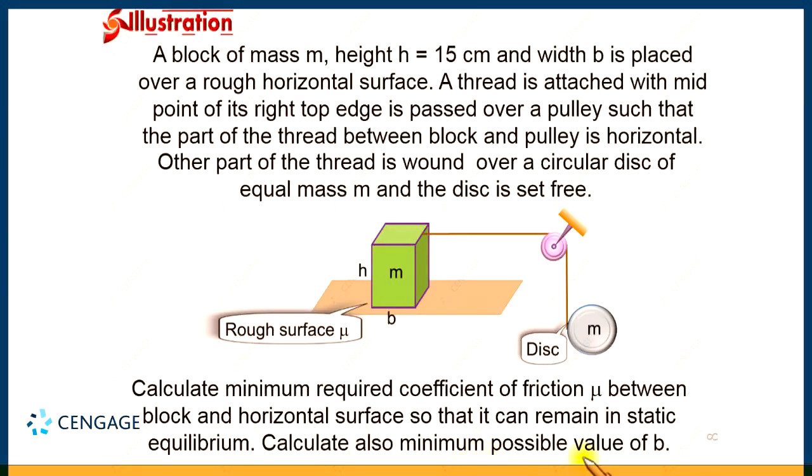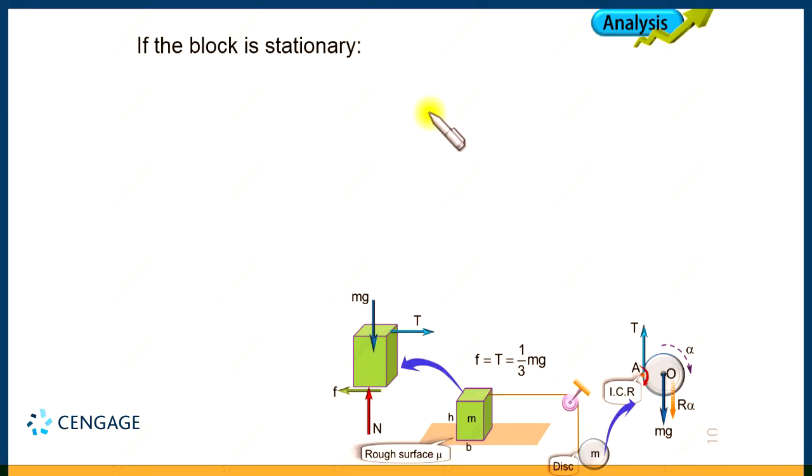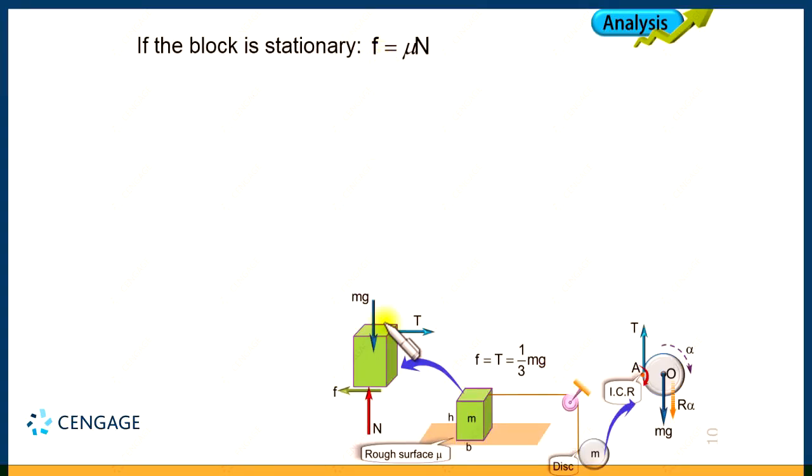It is given the minimum possible value of small b. For the minimum value of small b, the friction force should be maximum. That means the value of small f should be equal to mu multiplied by N. So this friction force should be equal to mu multiplied by N. Now we can substitute the value of small f, this is 1 by 3 mg, and N equal to mg. We can observe here small m and small g will get cancelled, and here mu is equal to 1 by 3, right?